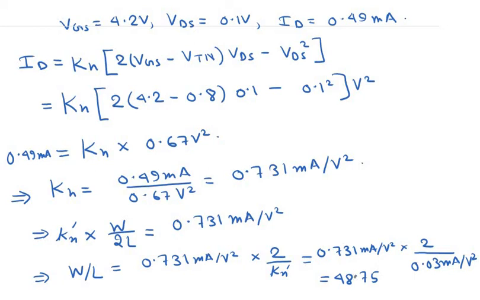Okay, so this is what was asked in the question: what is the value of W by L for this transistor. We have found the value of W by L to be equal to 48.75. So this is the answer basically. Now let us go to our last problem. This is a design problem basically.